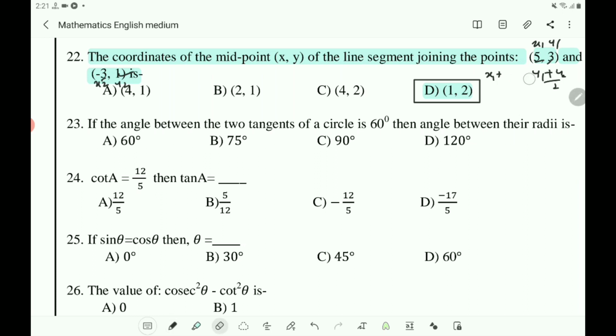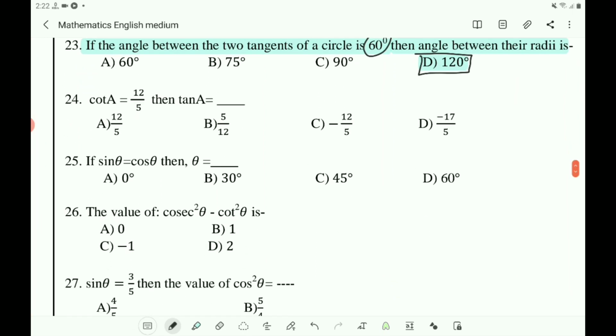What is the question? If the angle between the two tangents of a circle is 60 degree, then the angle between the radii. Here the angle between the tangents is given. The angle between the radii becomes 180 minus the angle between the tangents. 180 minus 60 is 120 degree. So what is the answer? Option D. If the angle between the tangents is given, the angle between the radii is equal to 180 minus that angle. So you got 120 degree. Option D is the answer.